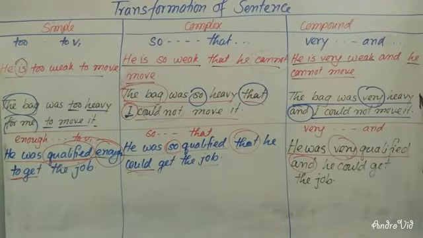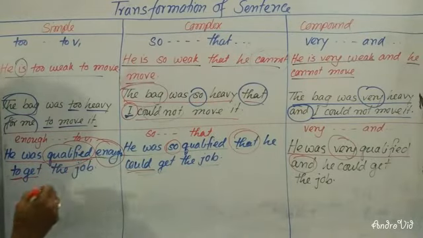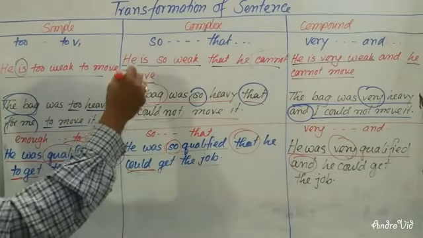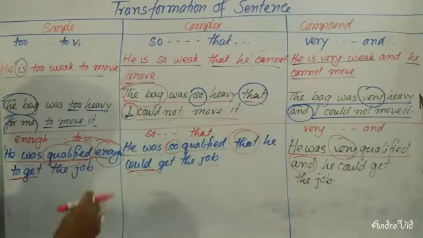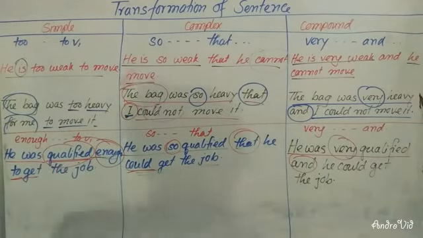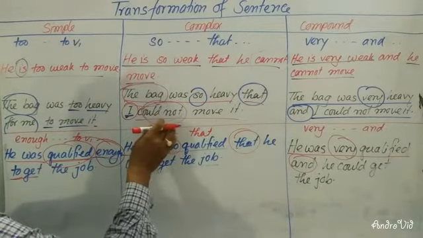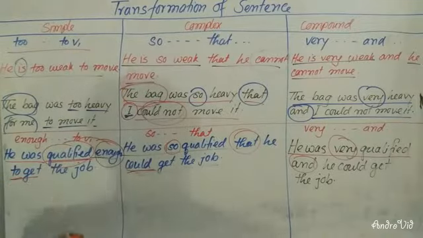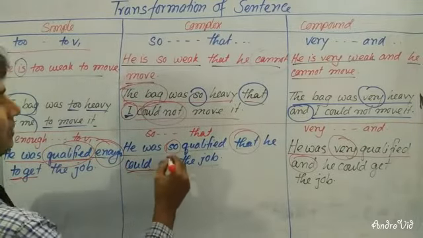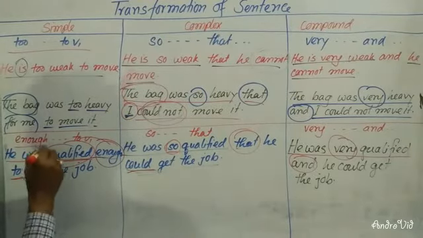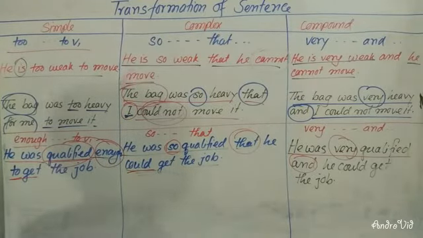At the time of changing it into simple, you will have to use enough to here if there is no negative. Most of the students make mistakes within these two rules. So at first you will have to check whether it is negative or affirmative. If there is negative, you will have to use too at the time of changing it to simple. And if there is affirmative, you will have to use enough to, and enough will be placed before the noun and after the adjective.